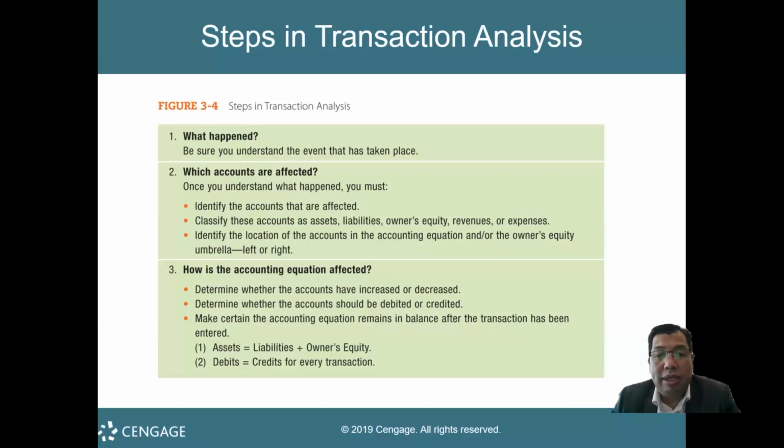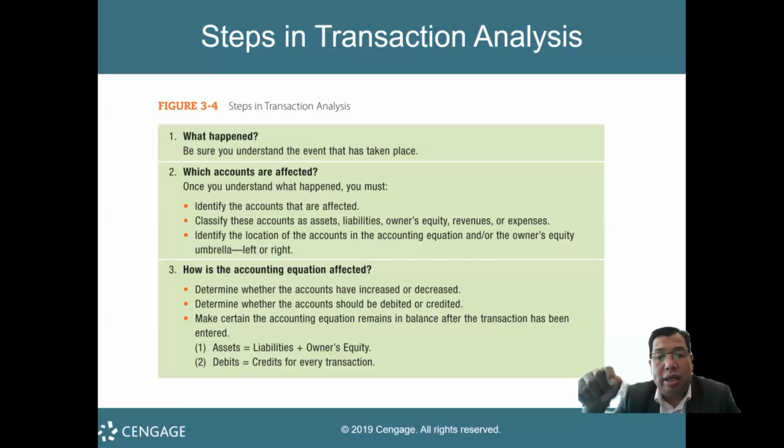Number two, we must identify what accounts are affected. Identify the accounts that are affected, and classify whether each account is assets, liability, equity, revenue, expenses, or drawing. And then identify which side of the account, the left side, debit, or the credit side, the right side, that we should put the figure. So this is the effect. This is called to debit or to credit, okay.